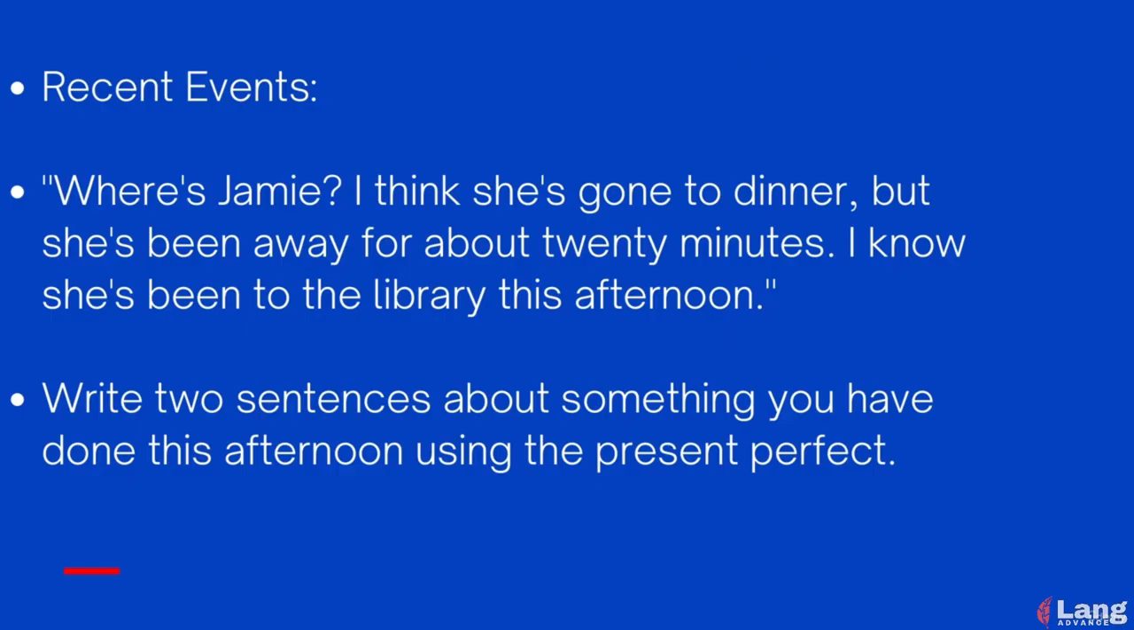Recent events. Where's Jamie? I think she's gone to dinner, but she's been away for about 20 minutes. I know she's been to the library this afternoon. Please pause the video and try to write or say 2 sentences about something you have done this afternoon or this morning, and use the present perfect.